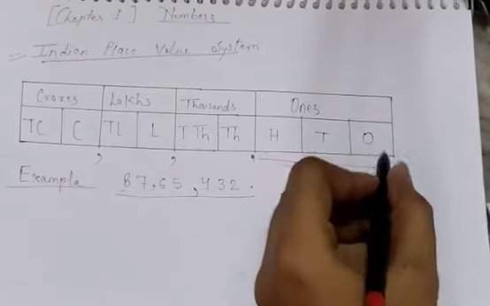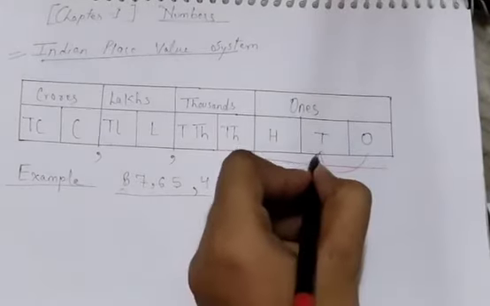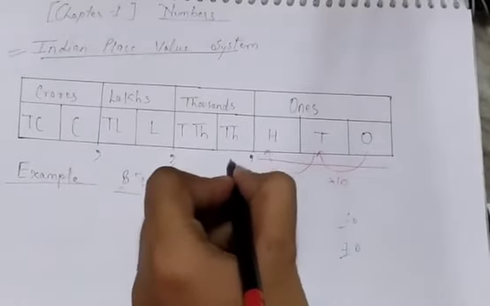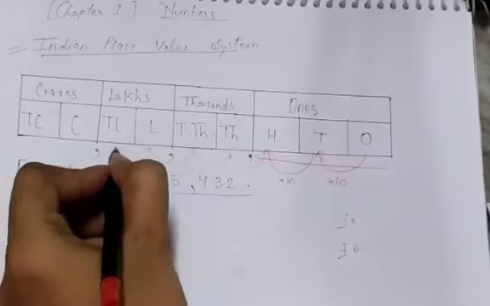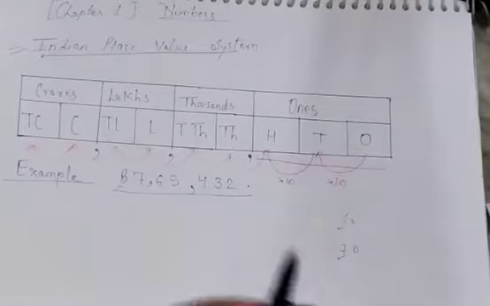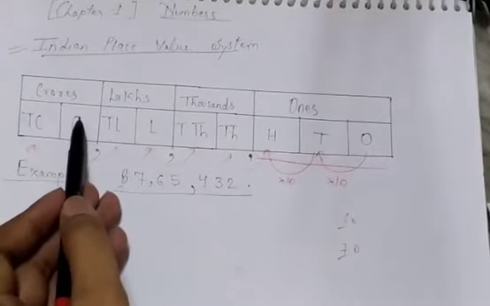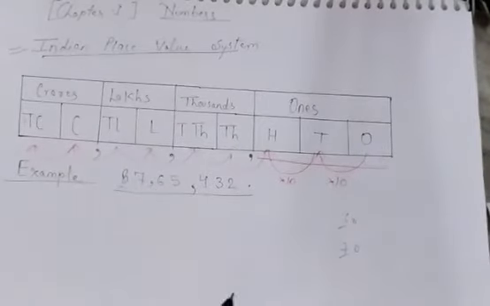For example, if I need to go from ones to tens, I will multiply by 10, and from tens to hundreds I have to multiply by 10. So this is the relation between every number. And if I want to go back, like from 10 crores back to crores, I have to divide by 10, divide by 10, divide by 10, like this. And if I go forward, I have to multiply by 10.